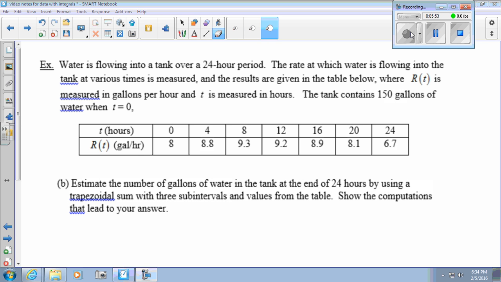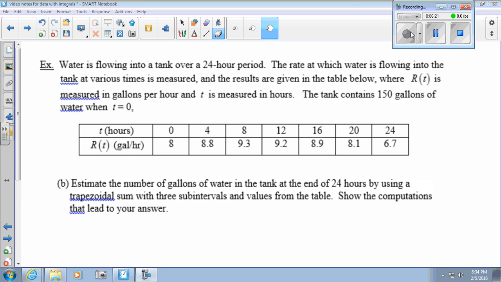Okay, so we still have the same data table, but this time we're going to use a trapezoidal sum. We still want 3 sub-intervals, so it's very important that you read to see how many intervals you want and what type of estimation you're going to make. Okay, and again, we want the number of gallons in the tank at the end of the 24 hours. So don't forget that the tank has 150 gallons of water when you start. But let's do our integral first.